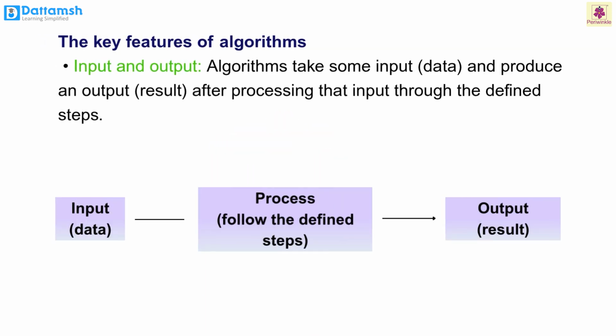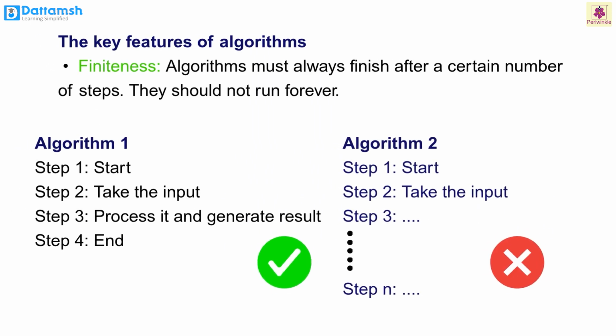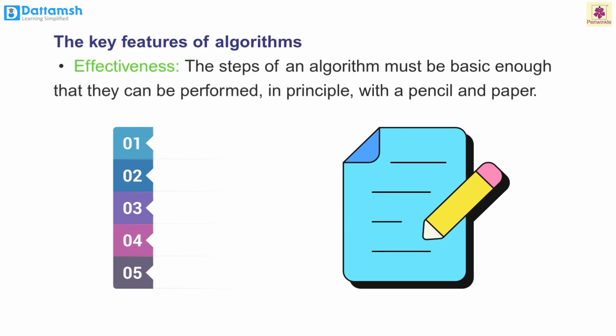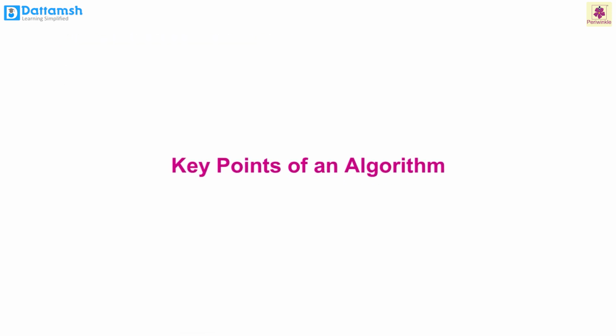Input and output. Algorithms take some input data and produce an output result after processing that input through defined steps. Finiteness. Algorithms must always finish after a certain number of steps. They should not run forever. Effectiveness. The steps of an algorithm must be basic enough that they can be performed in principle with a pencil and paper.